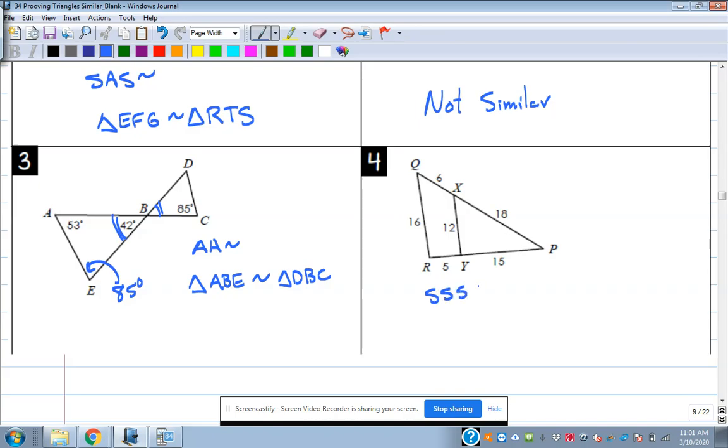So side, side, side or side angle side. You could get it either way with this one. And then so triangle RPQ similar YPX would work for us. Yeah, you could do side, side, side, or side angle side. That one.